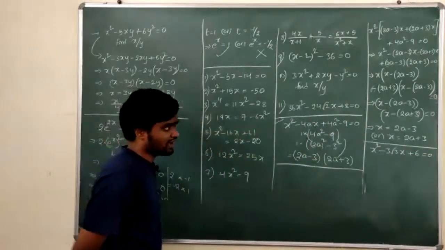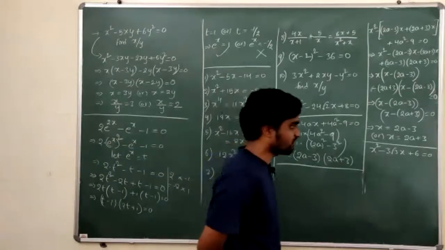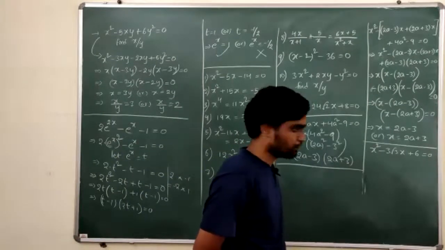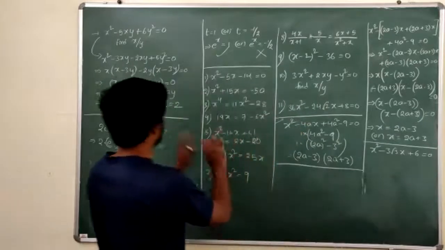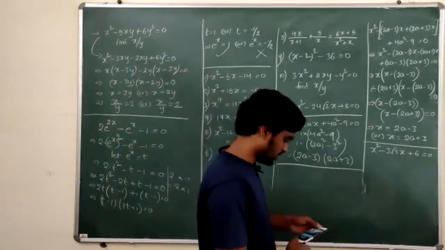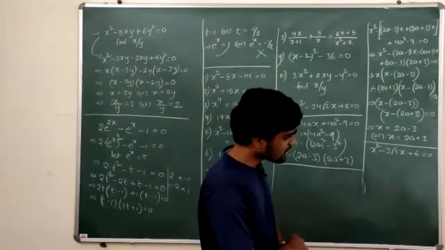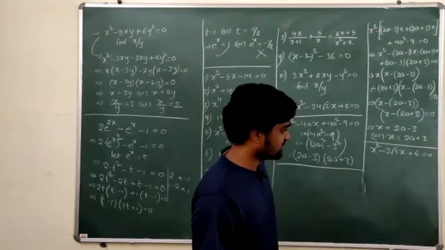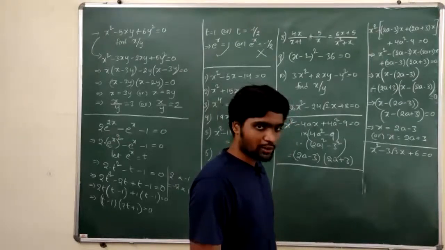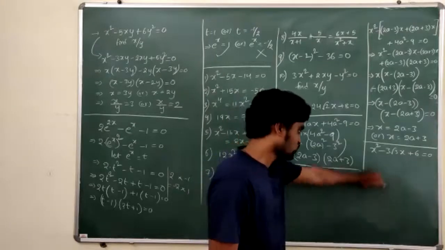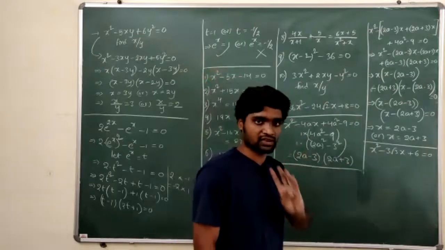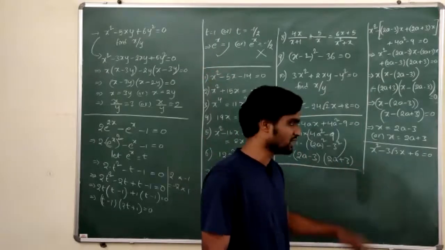x square minus 3 root 3x plus 6 is equal to 0. Until now there were no square roots in the coefficients, but this time I have given you a different one. So whenever you come across square roots, don't think that it cannot be factorized and go for the quadratic formula method, minus b plus or minus. That would be a bit lengthy.